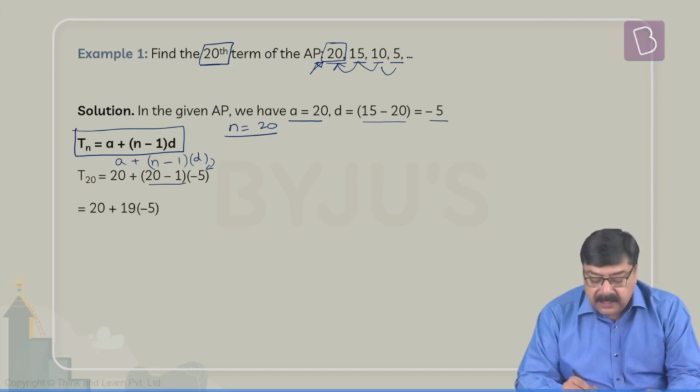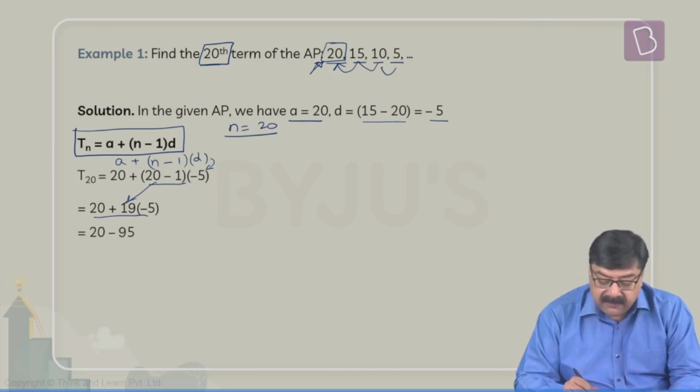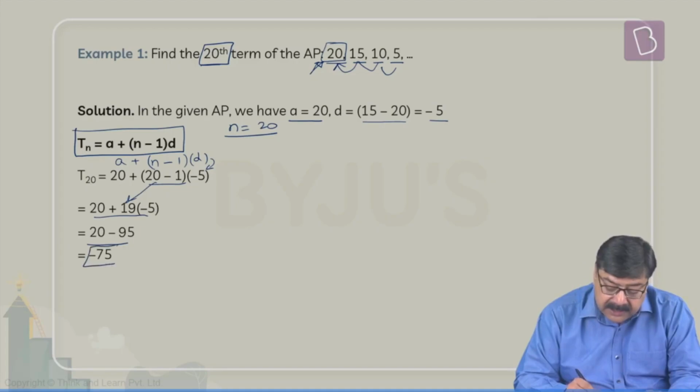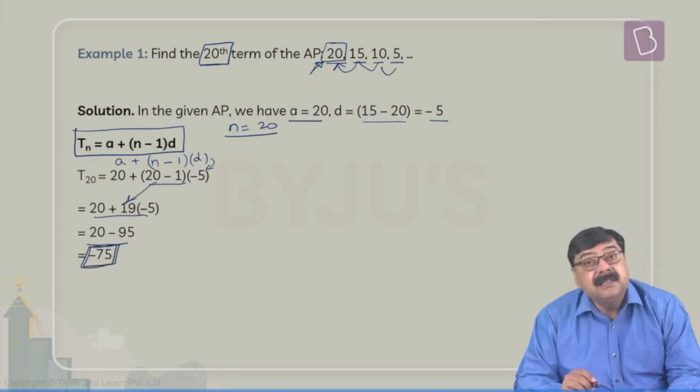So 20 minus 1, we have 19. So 20 plus 19 into minus 5, which works out to be 19 into 5 is 95. So hence, the 20th term here has to be minus 75.